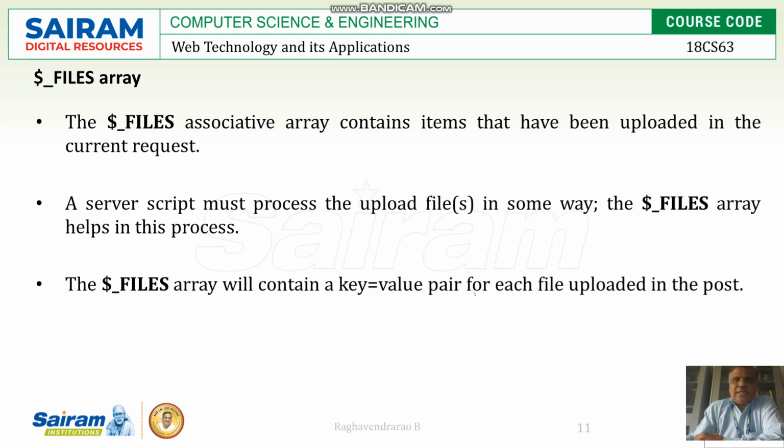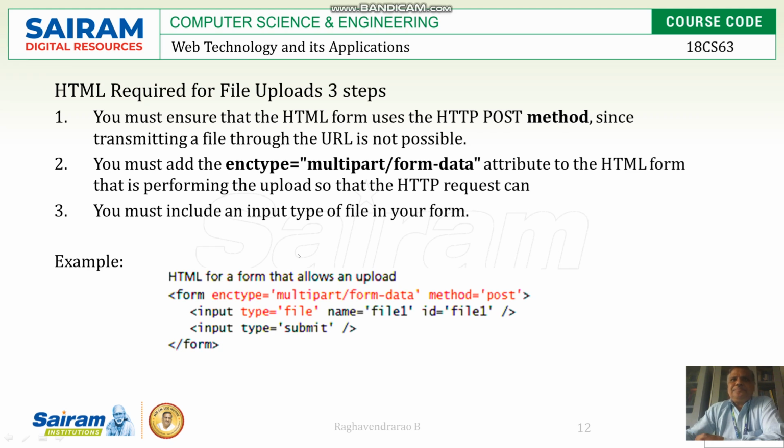How is this going to be done? Let us see. Here there are three steps to upload that particular file. You must ensure that the HTML form uses the HTTP post method, since transmitting the file through the URL is not possible. The HTTP post method is used because it can carry a lot of data. Then you must add the encrypt type as multipart/form-data, so it can upload that particular file. Then you must include an input type file, whether it is going to be an image file or a text file.